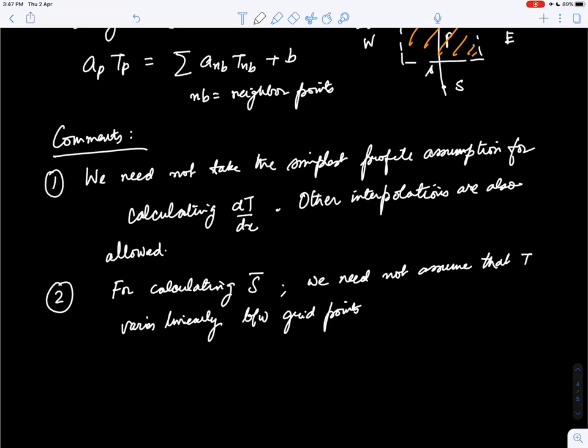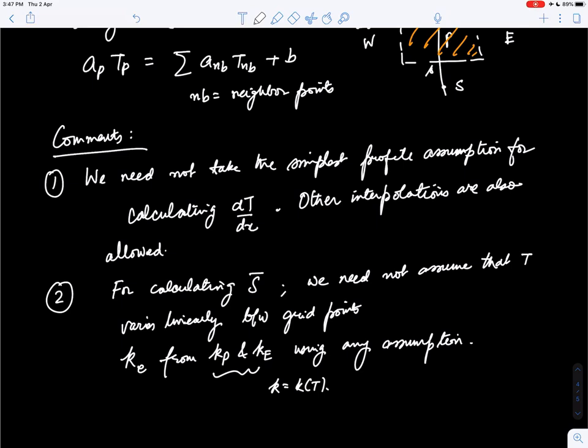So these profile assumptions are actually independent. The same thing can be said about K. If I need to calculate Ke from Kp and Ke, and remember that we will only have nodal values available to us, the values at the faces of the control volume would not be known. So to calculate Ke from Kp and Ke, we again can have any assumption and not necessarily linear variation, especially if K is a function of temperature.